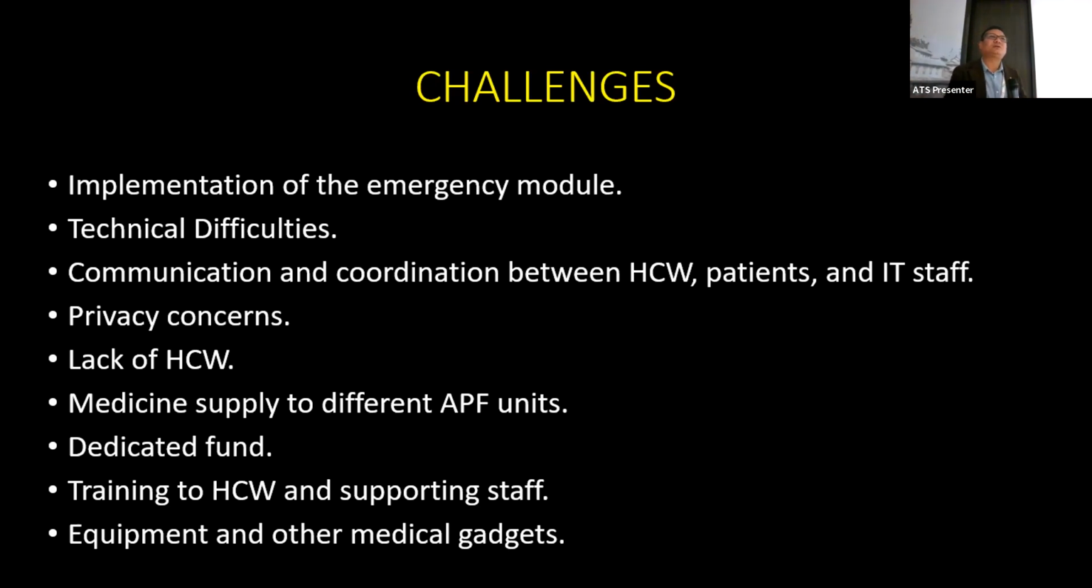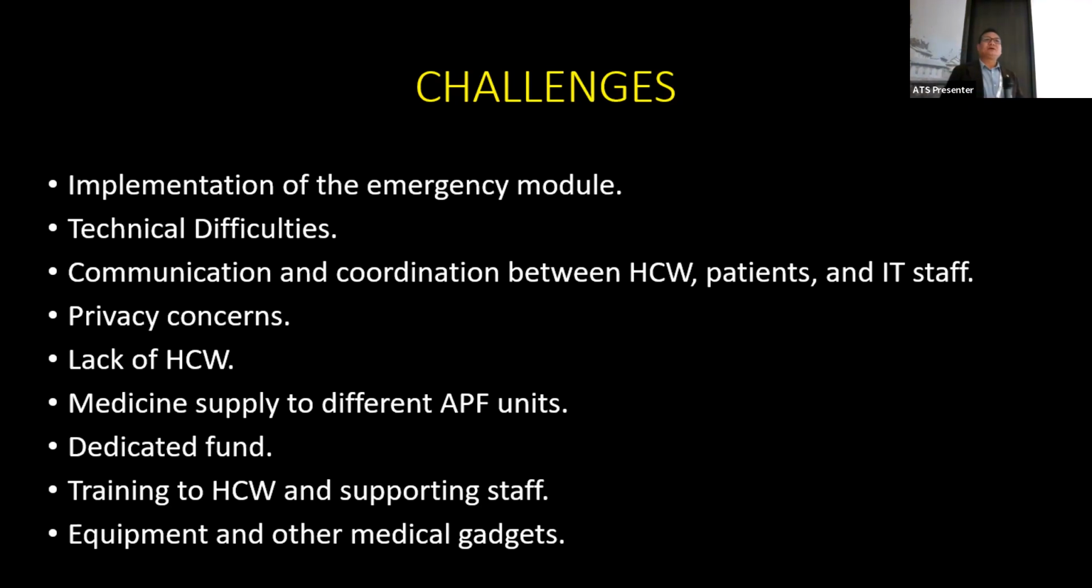And as all other participants have also said, there is a technical glitch in our country due to connectivity problems and everything. And the challenge I find in our hospital setup is effective communication between the healthcare workers, the IT professionals and the patient. There should be effective communication as well as concern. And patients sometimes hesitate to tell all their problems because of privacy concerns.